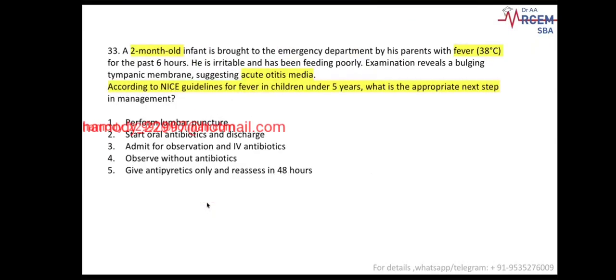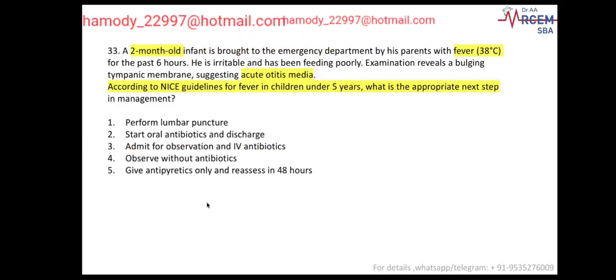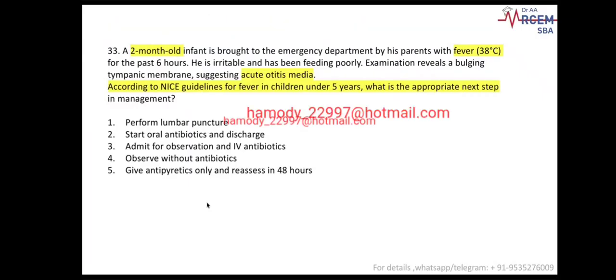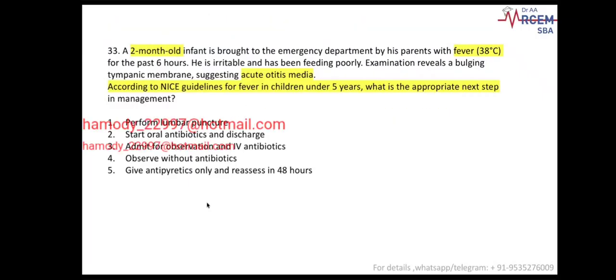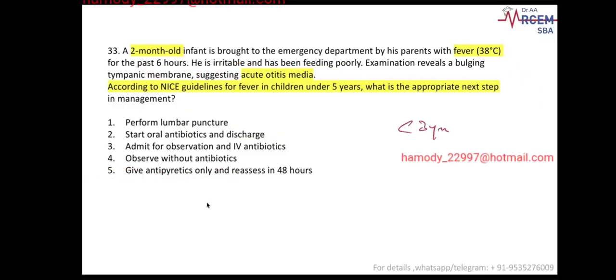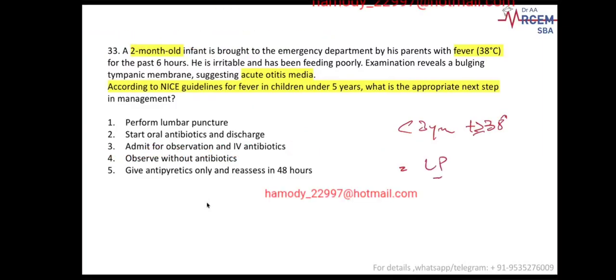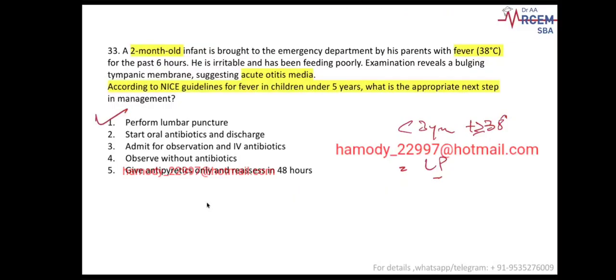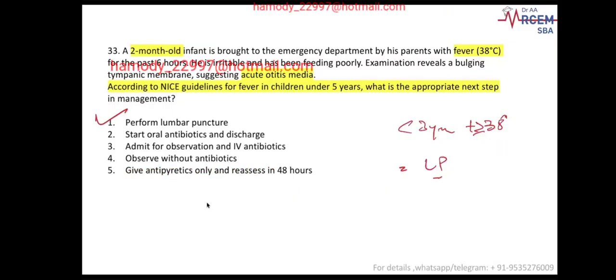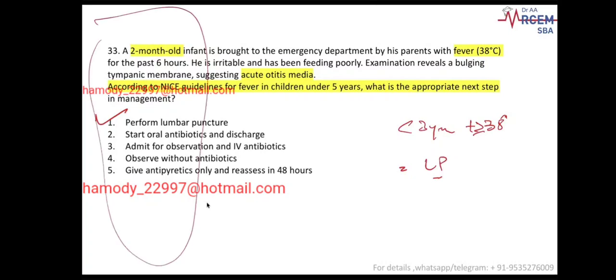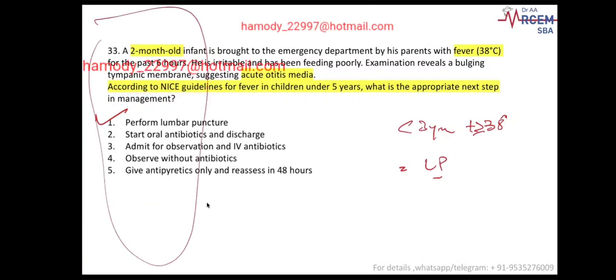2 months old kid with a fever of 38 degrees Celsius. You examine and it reveals a bulging tympanic membrane suggestive of acute otitis media. According to the NICE guideline for fever under 5, what is the most appropriate next step? This we have learned in the pediatric chapter. Anyone who is less than 3 years old with a fever of 38 degrees Celsius or more, we go ahead and get an LP done. So perform an LP along with other investigations. Also, if you remember the tabular form, I had mentioned about the less than 3 years old kid.